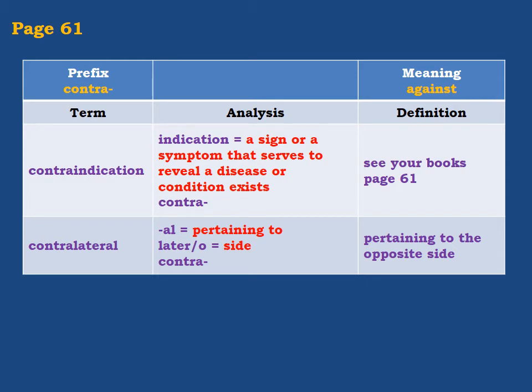The next term we have contralateral. Contralateral. AL, now you know, it means pertaining to. Lateral means side, again from the previous slide. And contra, against. So pertaining to the opposite side. Pertaining to the other side, the opposite side. Okay? Pronunciation.